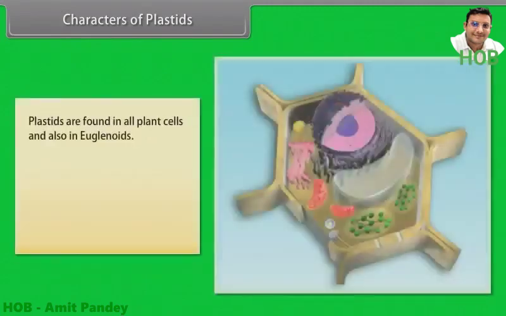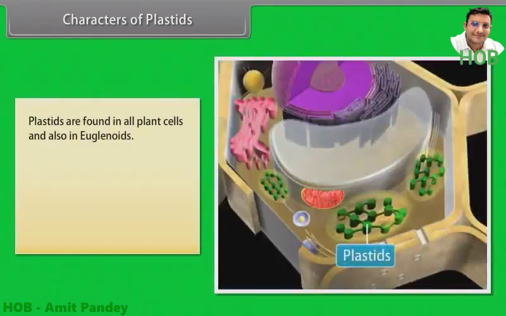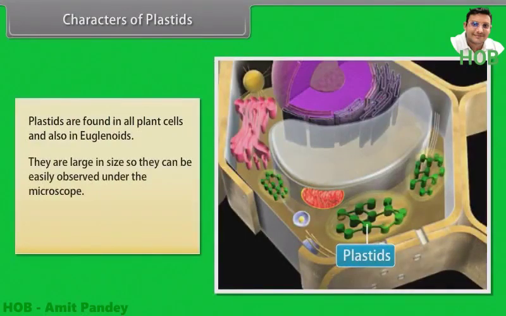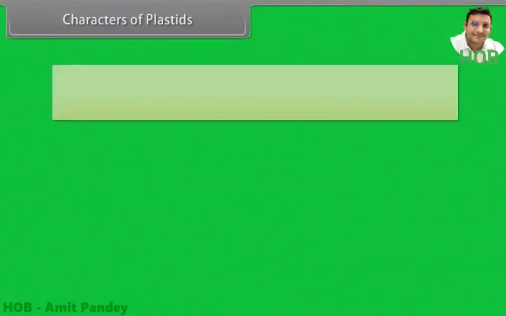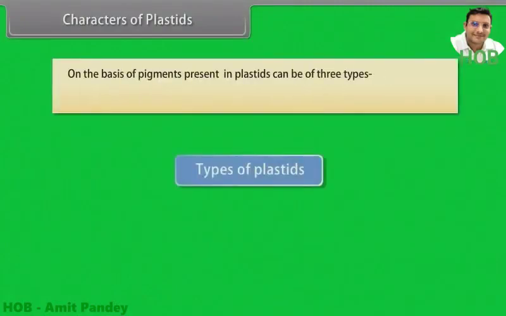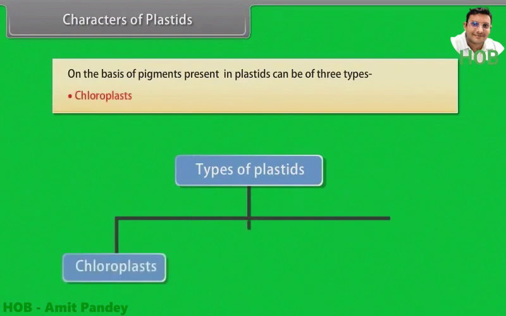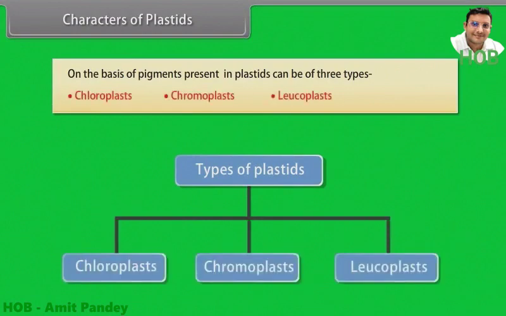Characters of plastids. Plastids are found in all plant cells and also in euglenoids. They are large in size, so they can be easily observed under the microscope. They have some specific pigments, so they give color to the plants. On the basis of pigments present in plastids, they can be of three types: chloroplasts, chromoplasts, and leucoplasts.